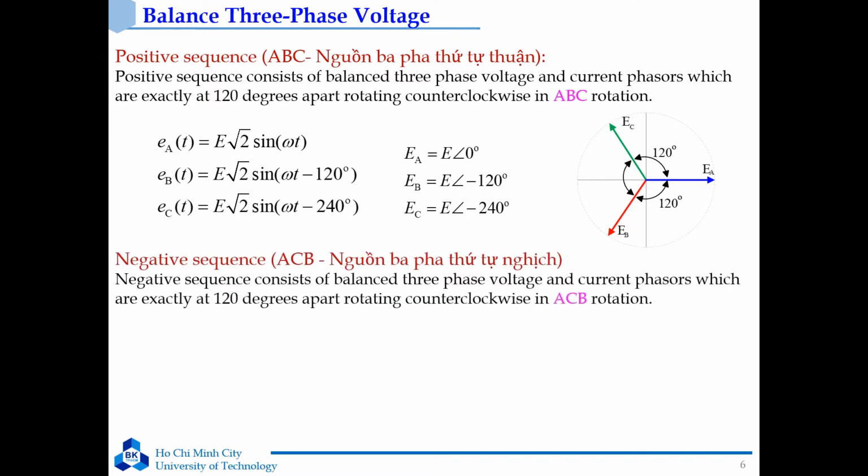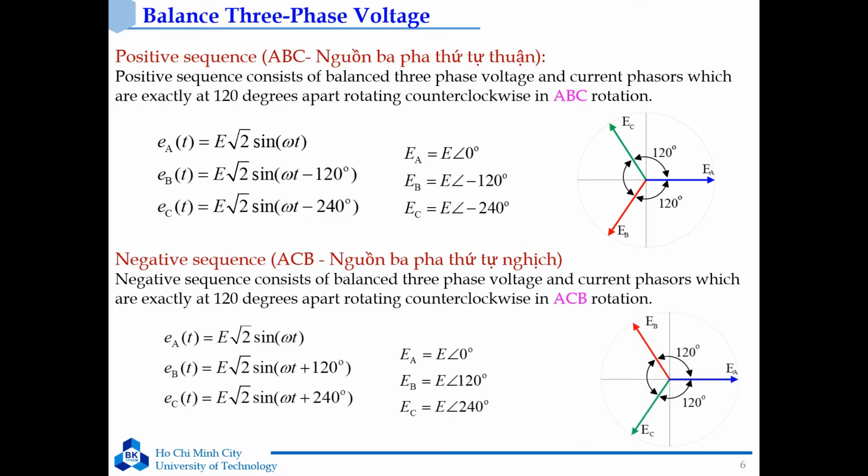And the negative sequence consists of balanced three-phase voltage and current phasors, which are exactly 120 degrees apart, rotating counterclockwise in the ACB rotation. Remember, the positive sequence is ABC and the negative sequence is ACB, and you can see in the figure.